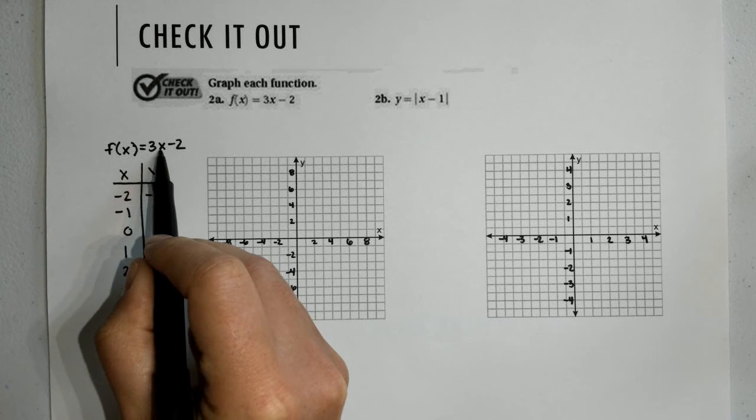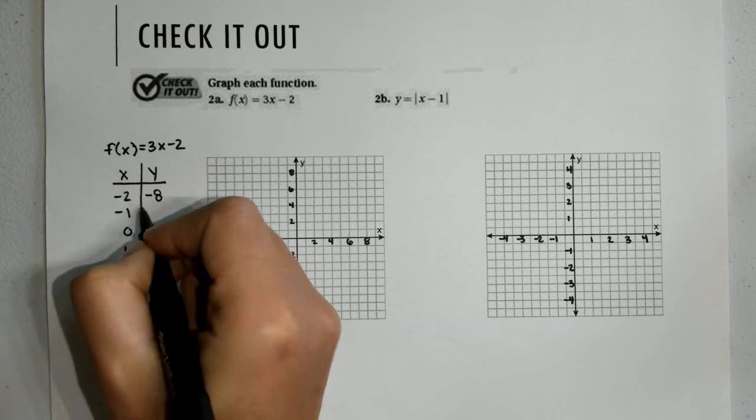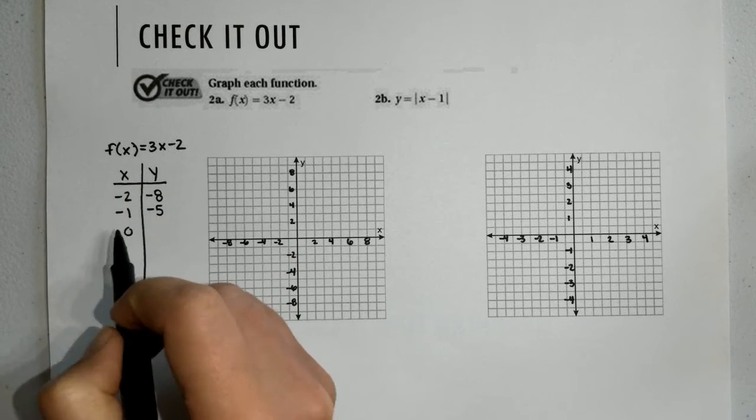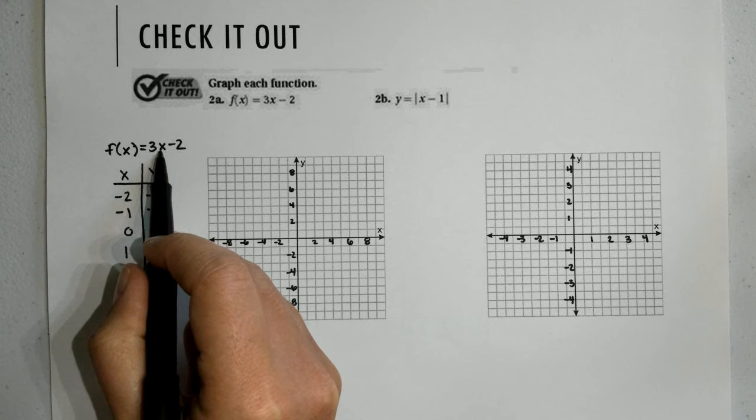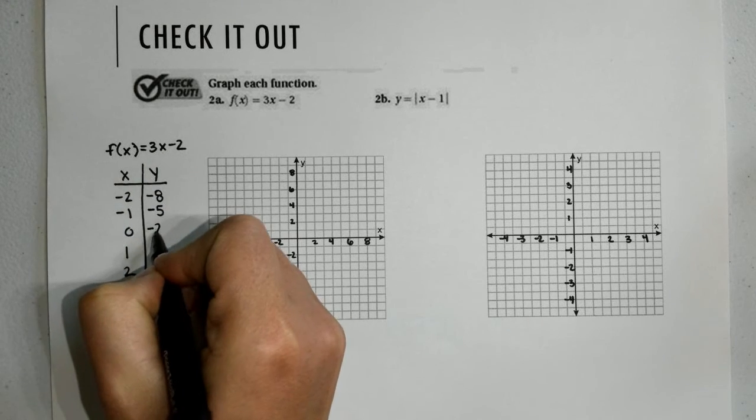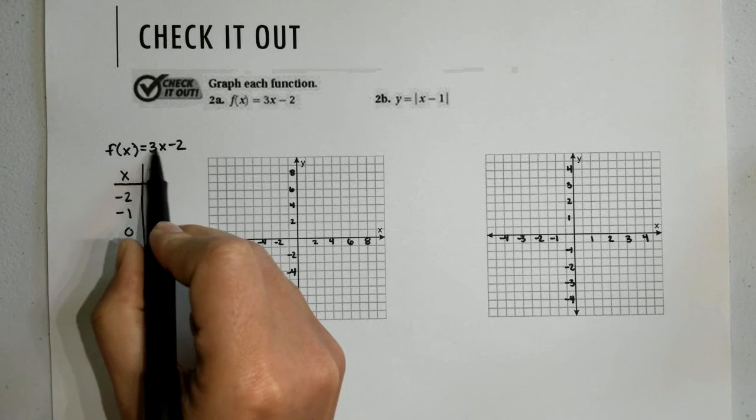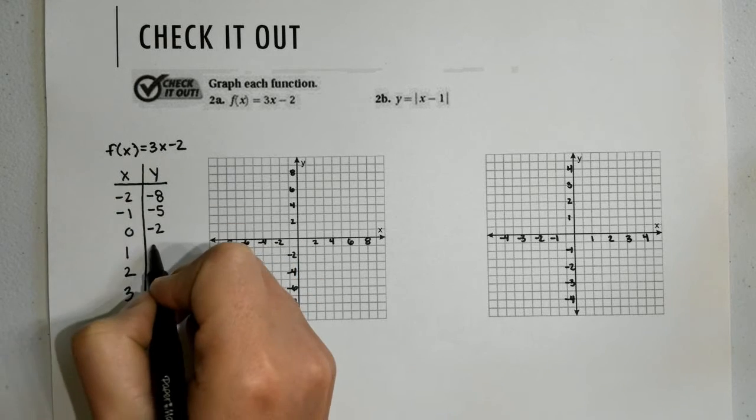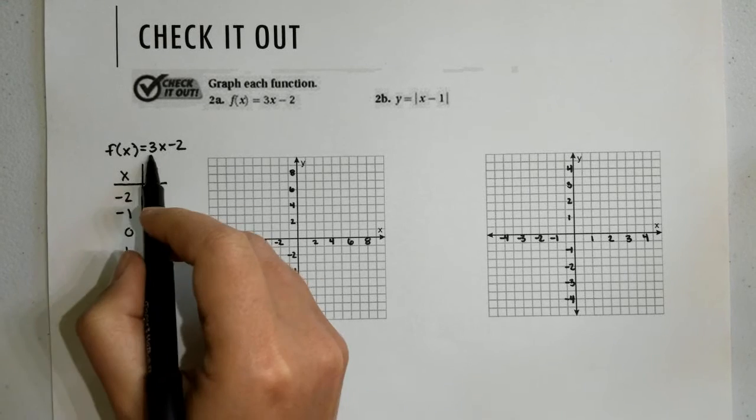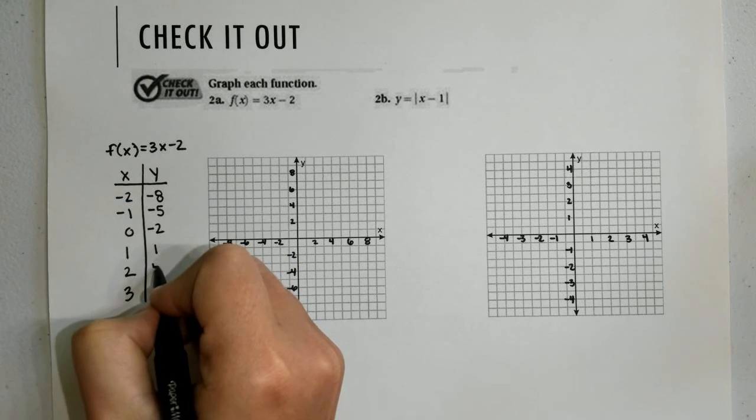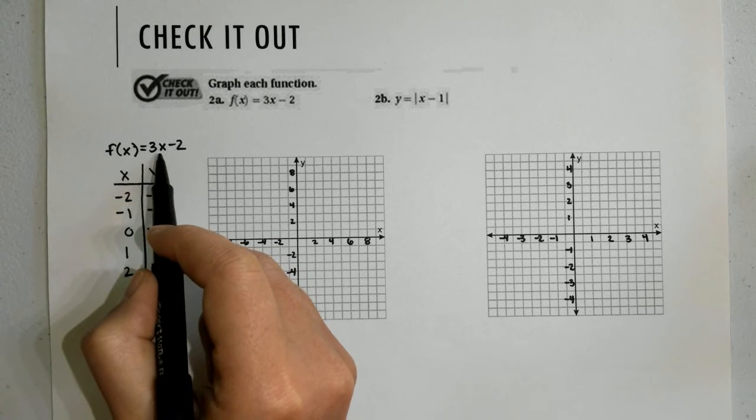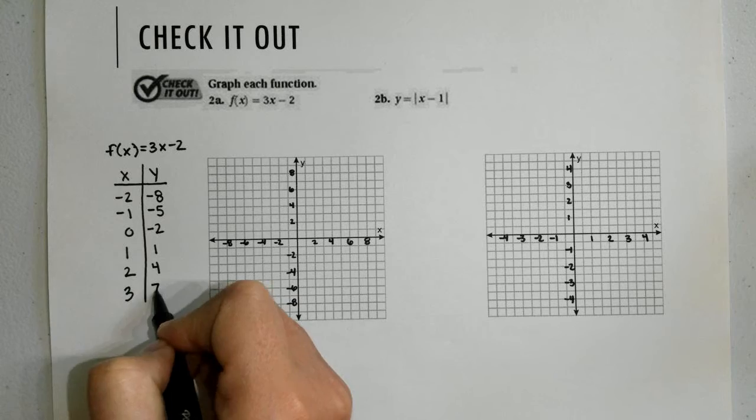-1, so 3 times -1 is -3, minus 2 gives me -5. 0, 3 times 0 is 0, minus 2, -2. 1, 3 times 1 is 3, minus 2, 1. 2, 3 times 2 is 6, minus 2 is 4. 3, 3 times 3 is 9, minus 2 is 7.